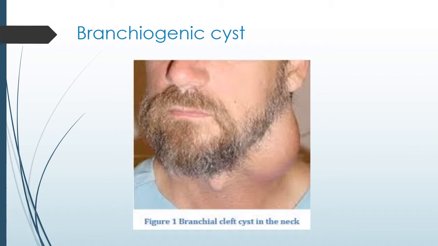Branchial cyst. These cysts arise from persistence of the second branchial cleft. They are characteristically located along the anterior border of the sternocleidomastoid muscle at any level of the neck. The cysts are lined with ciliated and stratified squamous epithelium and contain a milky or mucoid fluid. Treatment for these cysts is by complete surgical excision.